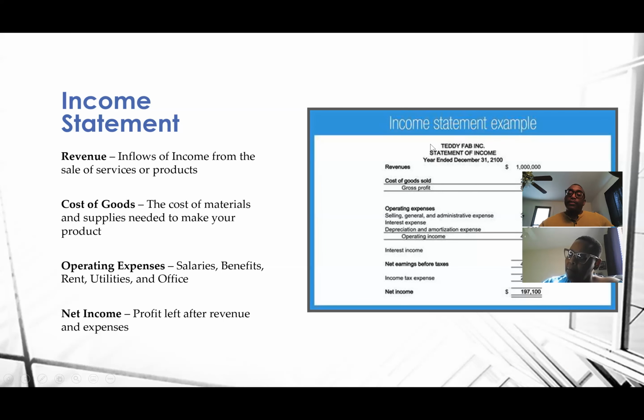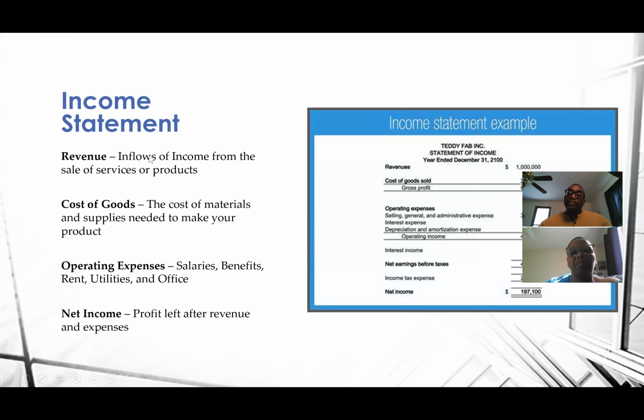Now, what activity is it showing you? Well, in the income statement, you have your revenue, which is your inflows of income from the sales of services or products. So when you make a sale, that's revenue. When you sell a product, that's revenue.